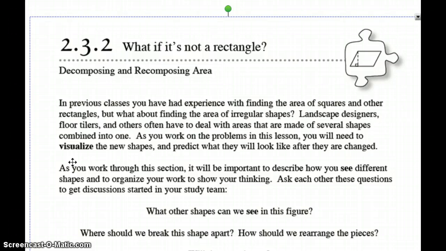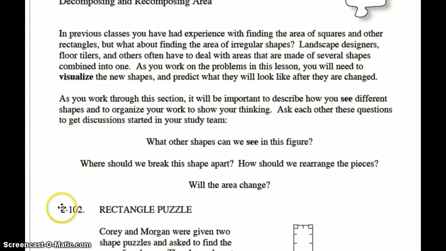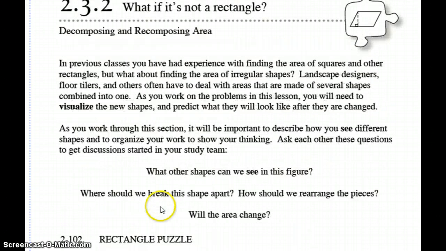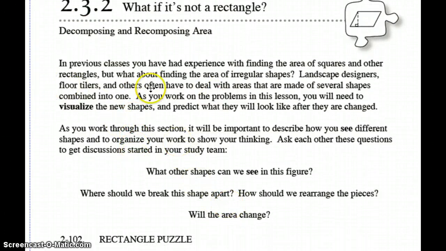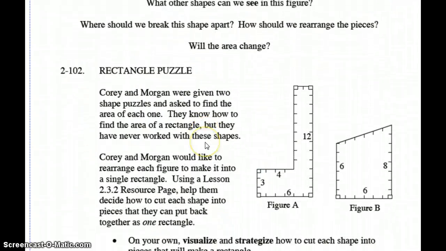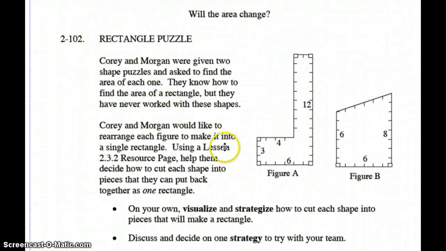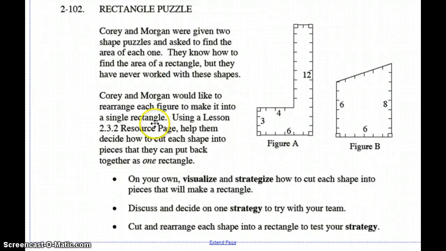If you could open up your binders to page, well, I'm not quite sure what page it is, but problem 102, the rectangle puzzle. We do this every day, so just turn to lesson 2.3.2, decomposing and recomposing area. I'd like somebody to read this intro and go through this first problem, 102. It's a rectangular puzzle with Corey and Morgan here. It asks you to visualize and things like that.